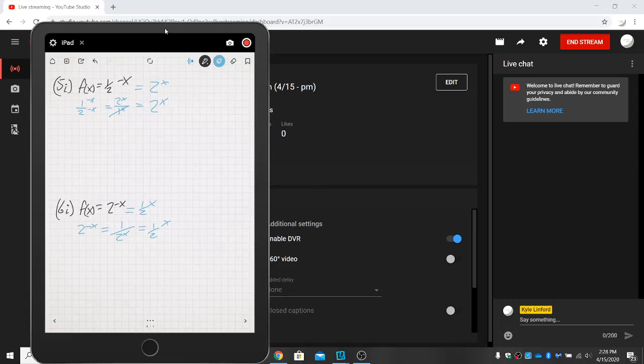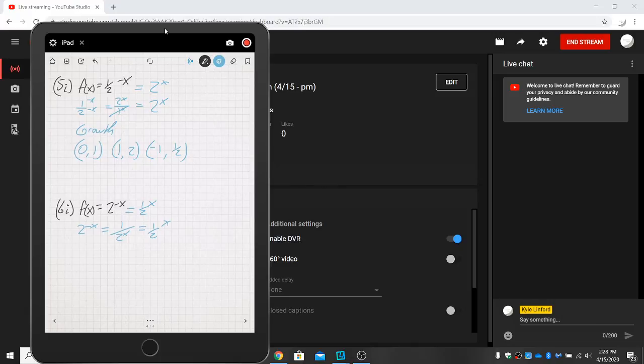Okay, now that we have 2 to the x, we know that it is going to be an exponential growth problem. It will have the y-intercept of 0, 1, and it'll have the special points. If I plug in 1, we'll get 2, and if I plug in -1, we'll get 1/2.